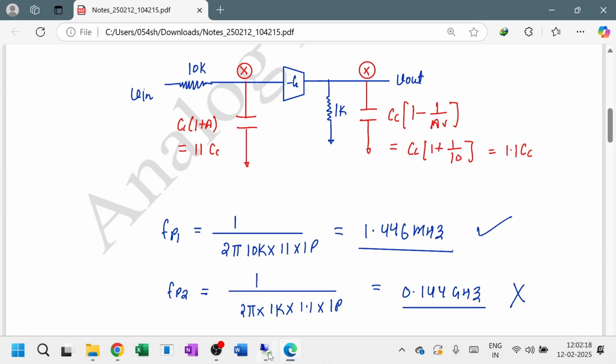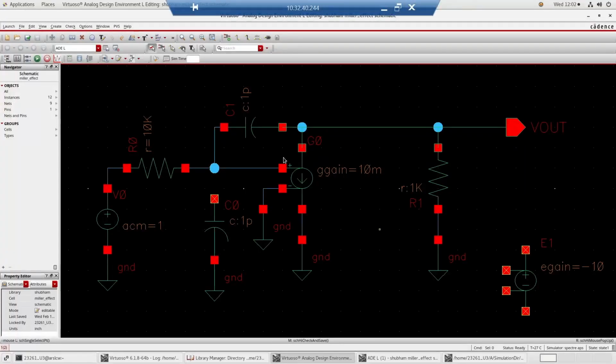So now let's simulate. I have calculated this one. According to Miller cap, the input pole frequency should be reduced by 1/10, and this one will come at 0.144 gigahertz. So again, let's simulate.